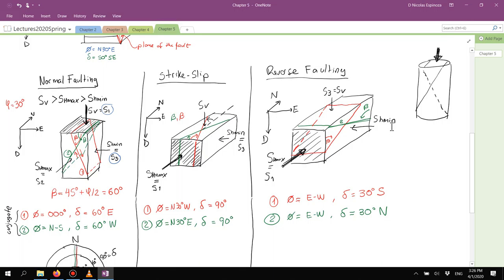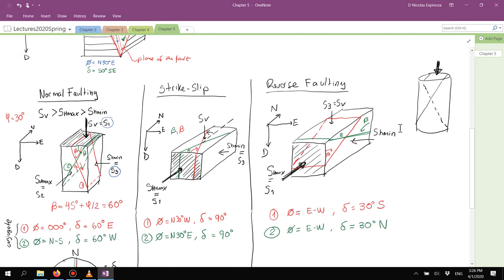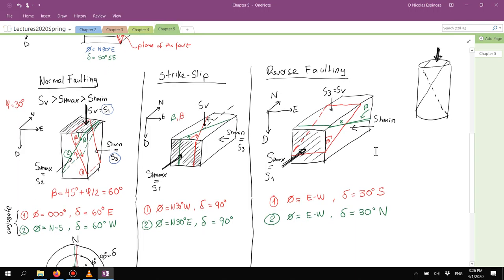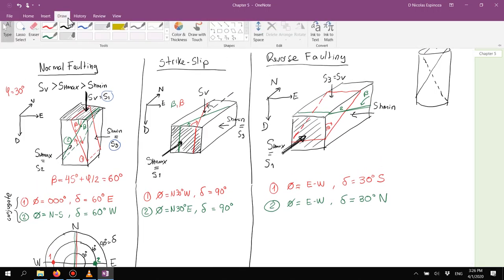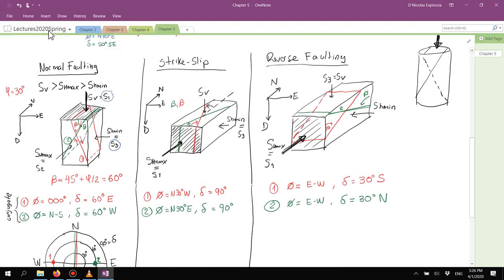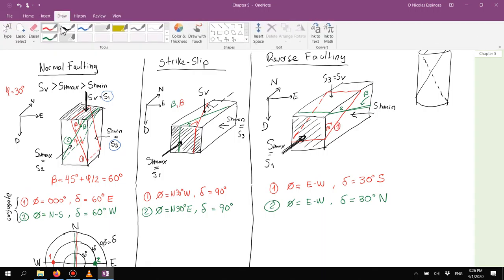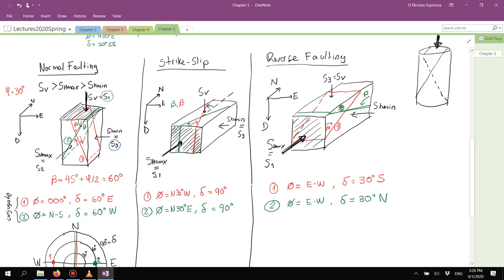Okay, so you may think, oh, these are too many things to remember. And probably I'm not going to remember all these rules about the strike and dip, but don't worry much about that, because I hope that you noticed that there was just one rule that I was following in the entire process. And it's always to recognize which is S1 and which one is S3. Because that's all I need.